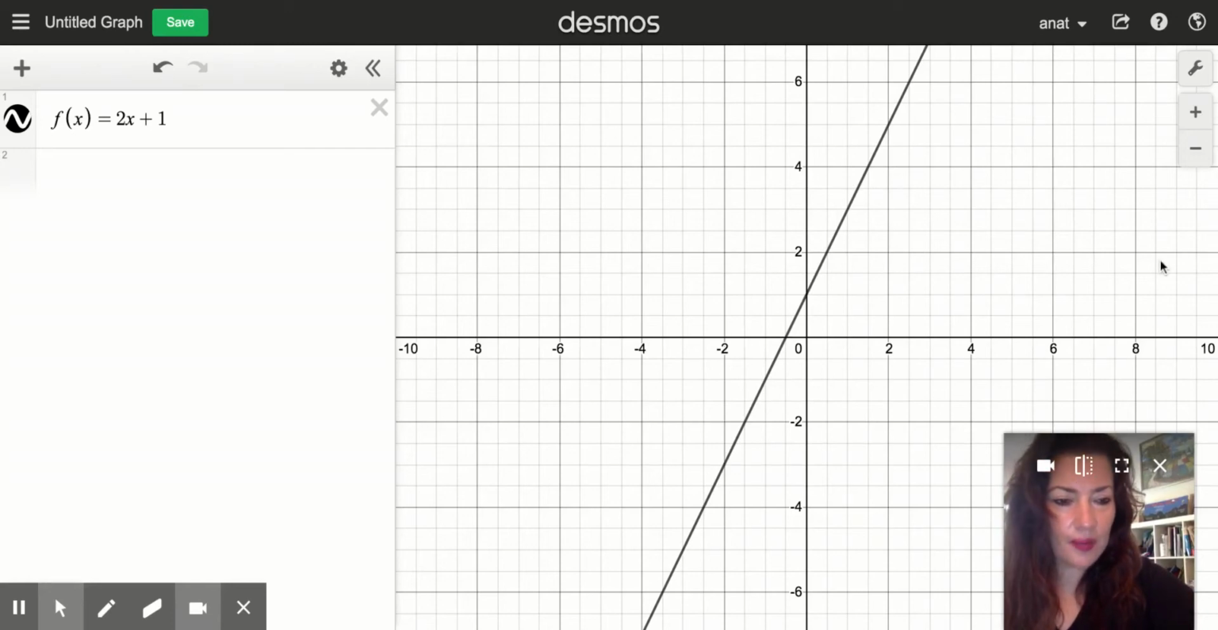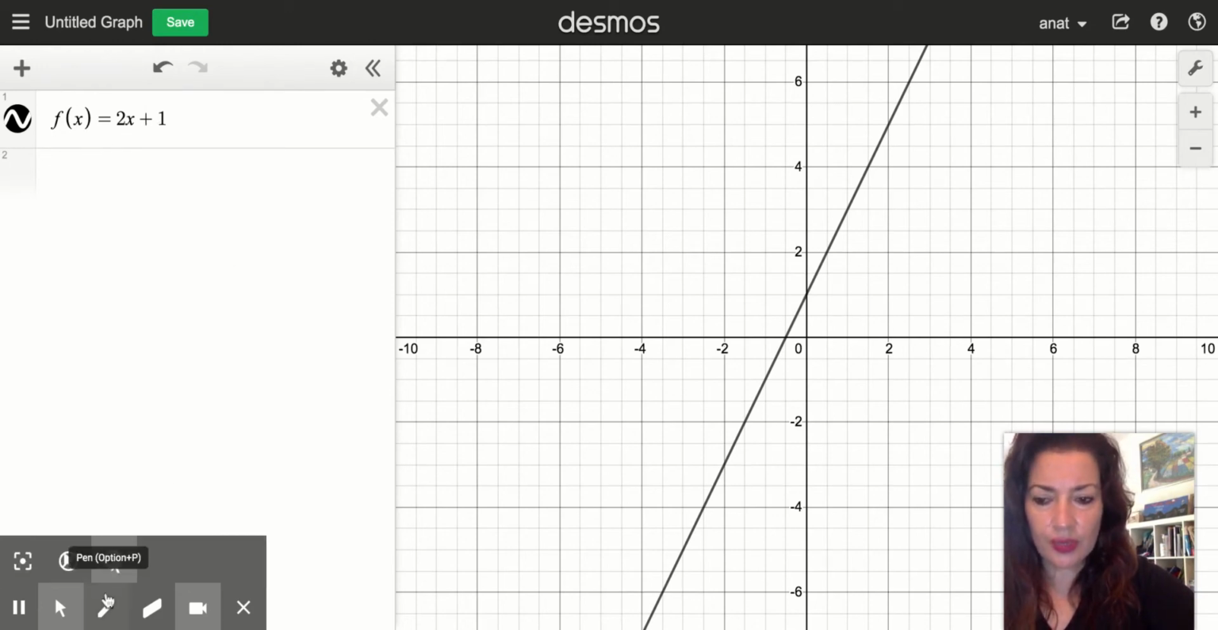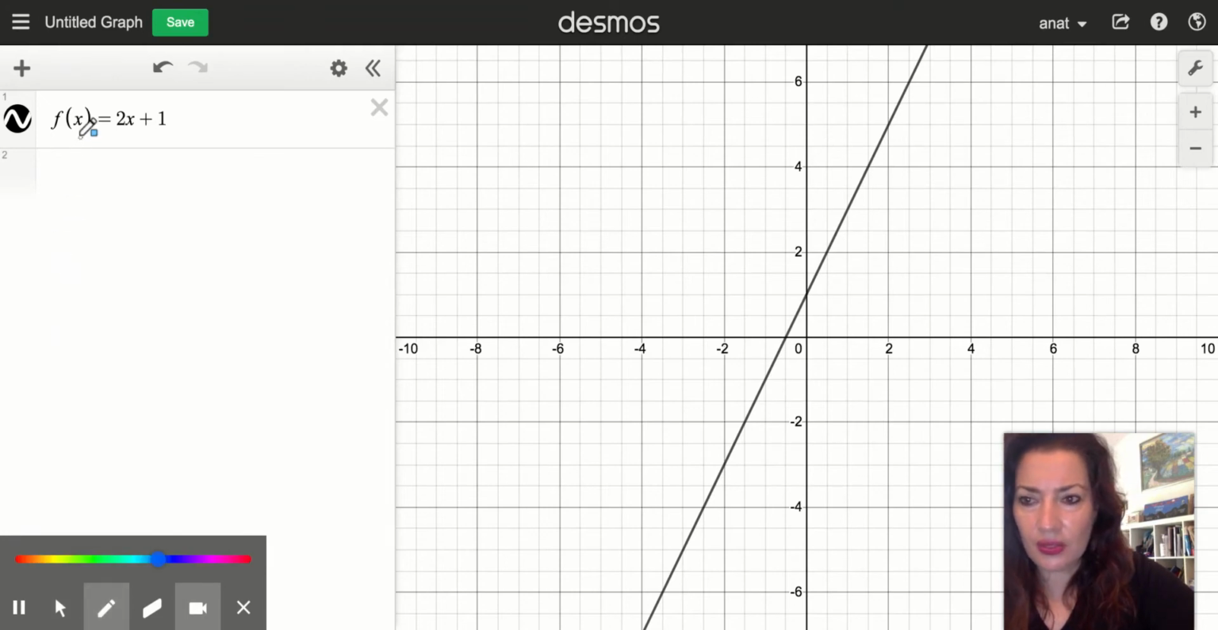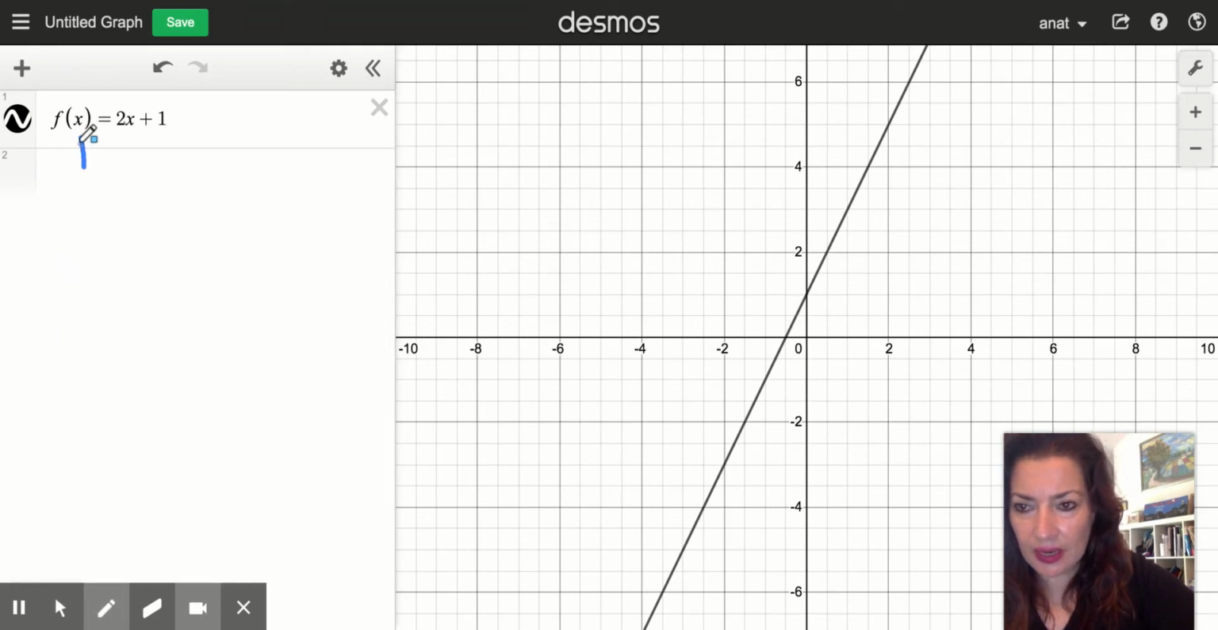Hi, I want to talk about function notation. So over here I have an equation, f of x equals 2x plus 1. So what does this mean? This x right here inside the parentheses is actually the input. That is the input value.